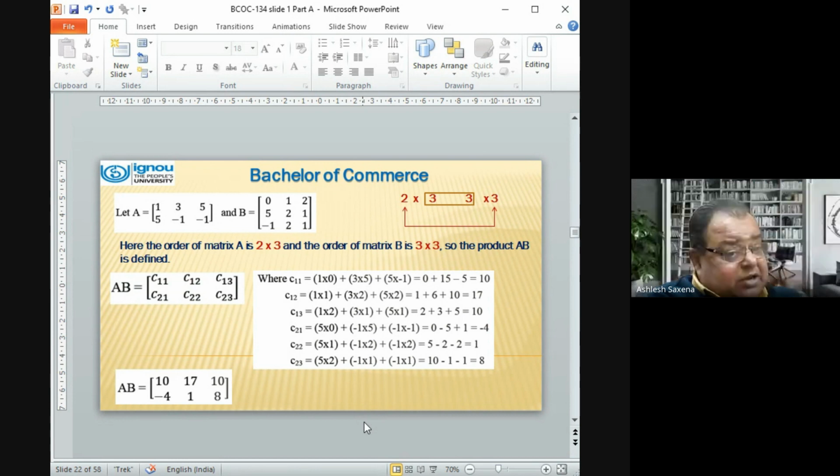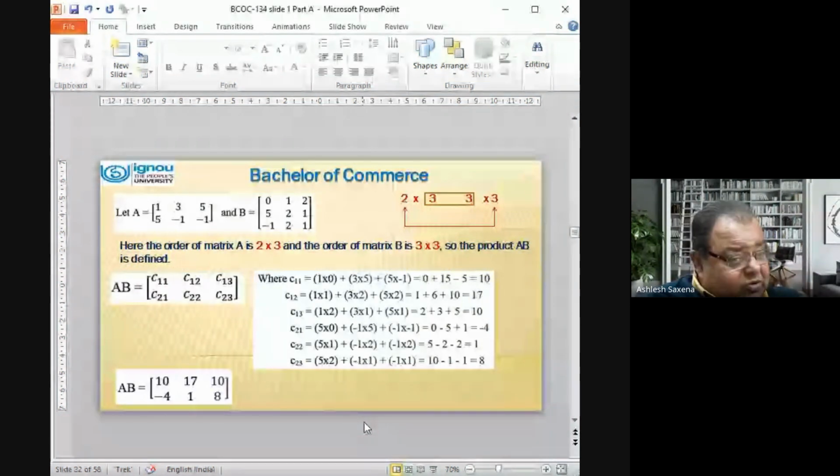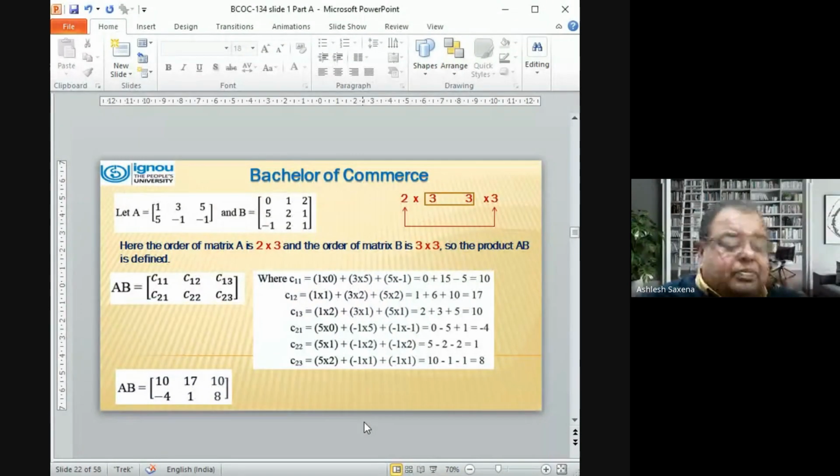When I multiply, it will be C11, C12, C13, C21, C22, and C23. We cannot have C31, C32, and C33 because we don't have a third row in the answer.